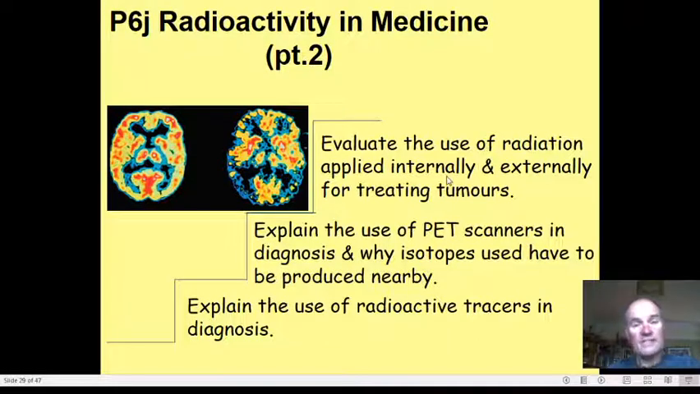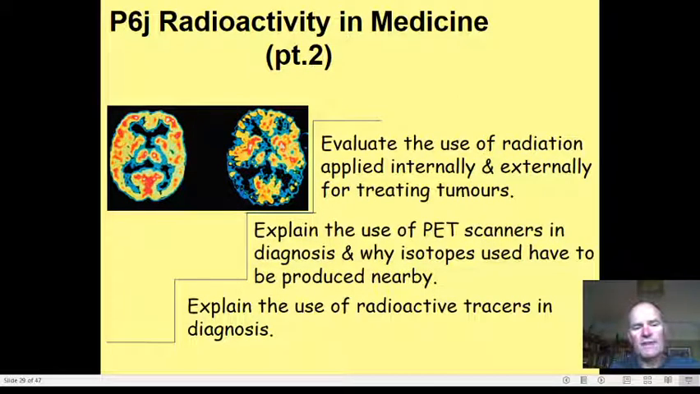We looked previously at internal and external radiotherapy, the treatment of conditions using radioactive materials. We looked at the start of what a PET scanner was. Hopefully you can remember what a PET scanner stands for. Positron emission tomography. And about why the isotopes used in those have to be produced nearby. We also introduced the exciting sounding concept of annihilation. Hopefully we can still spell it with double N at the beginning.